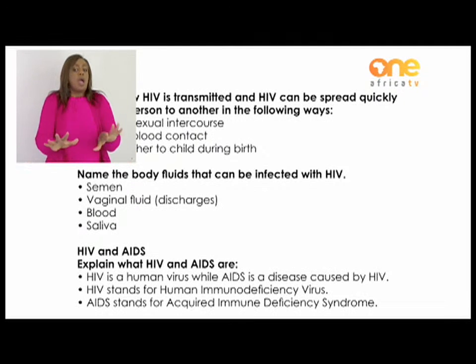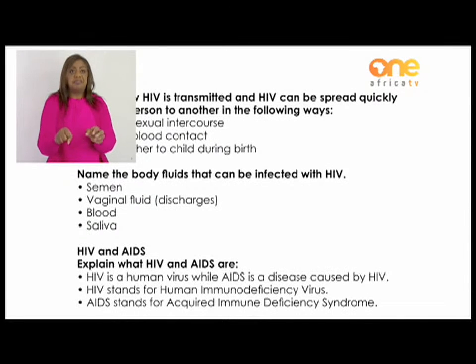Okay, let's make a change here. Where it says explain how HIV is transmitted and HIV can be spread quickly, I want all of us to draw a line from "and HIV can spread quickly from one person to another in the following ways." I want us to remove that one. Then you will just end where it says explain how HIV is transmitted. Then that will be right.